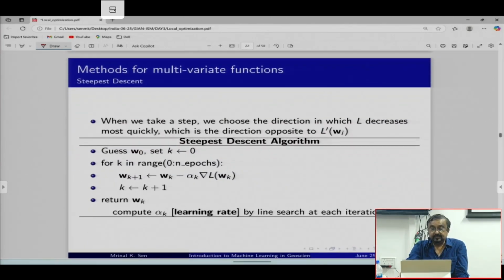So, the first method that I'll talk about is steepest descent. In the steepest descent method, what we do is we compute the gradient of the loss function. And the step length is generally computed by line search or set to some fixed number. So how does this work?